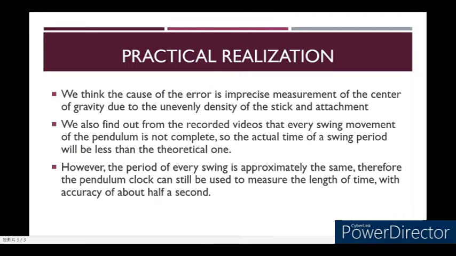We think the cause of the error is the imprecise measurement of the center of gravity due to the uneven density of the stick and attachment. We also found from the recorded videos that every swing of the pendulum is not complete, so the actual time of a swing period will be less than the theoretical one. However, the period of every swing is approximately the same. Therefore, the pendulum clock can still be used to measure the length of time, with an accuracy of about half a second.